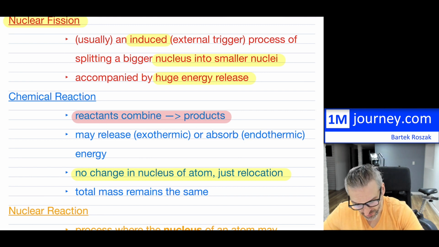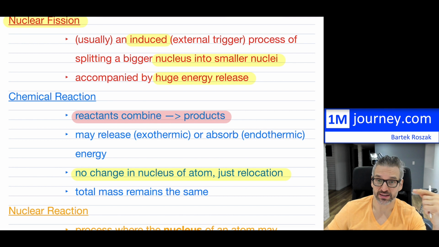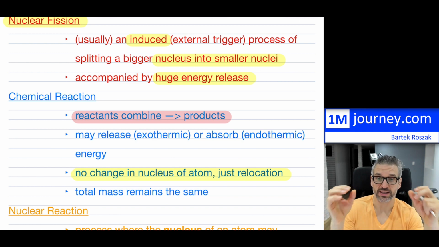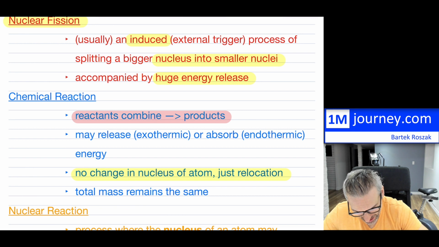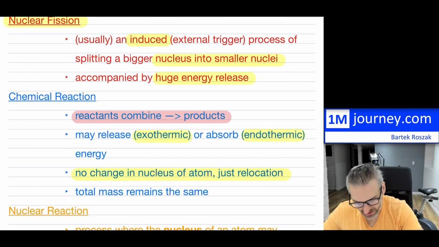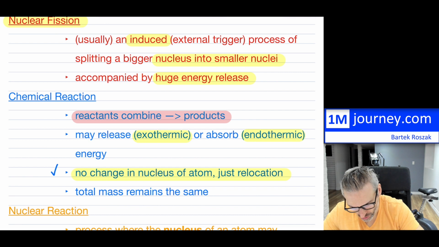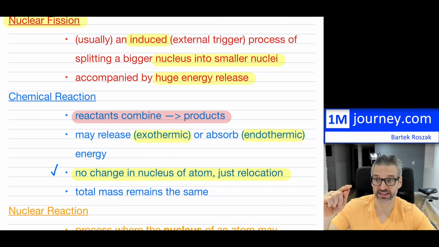Now, of course, like in radioactivity, where you may have an energy release along the way, you still have this in chemical reactions as well, where it may be either the release or the absorption of energy. The release of energy, you may recall, is simply called exothermic reactions, and the absorption is endothermic reactions. So you have these two. But again, the main key feature is that there is no change to the nucleus. That is the key feature.